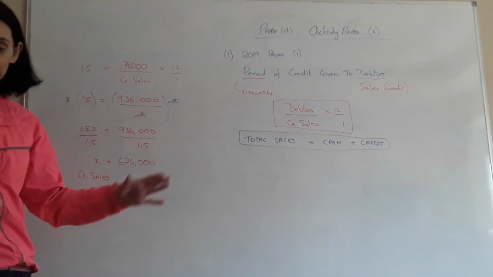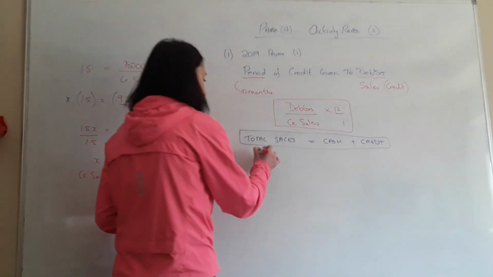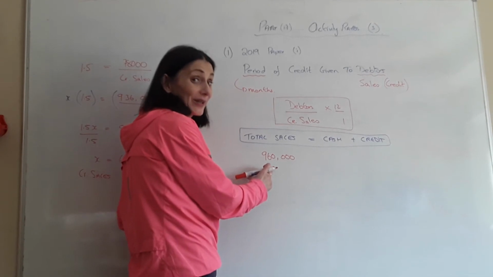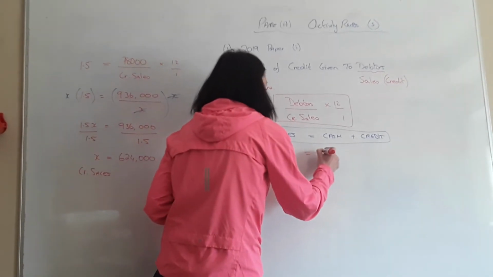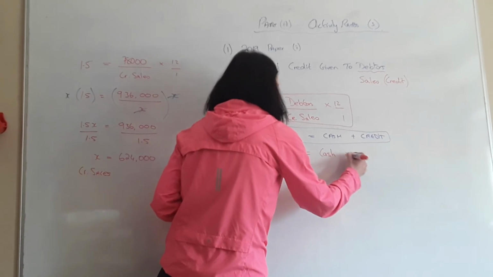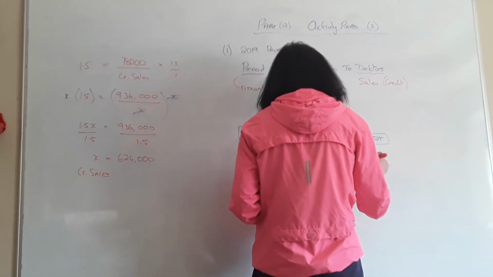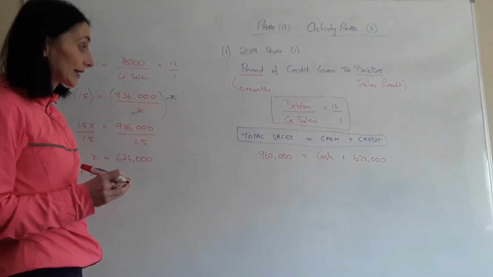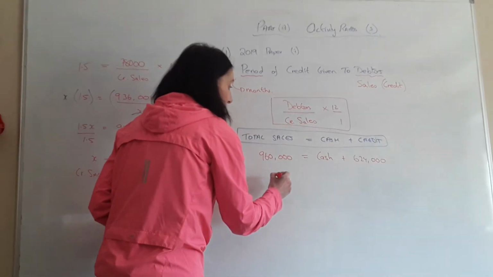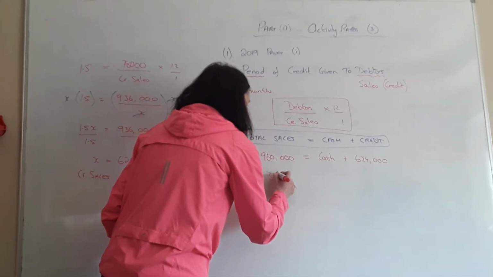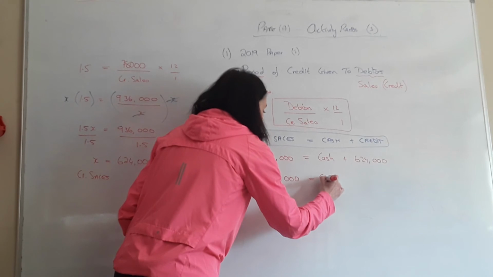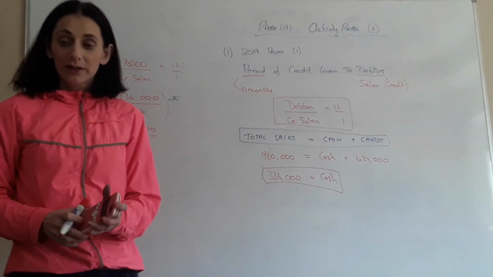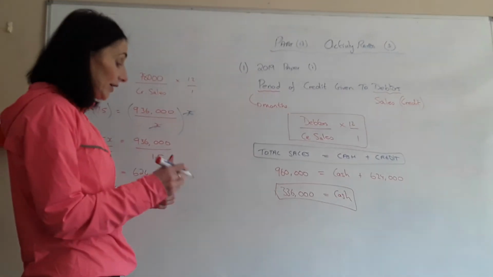Okay, so going back over here, your total sales are 960,000. I can hear some of you saying, Miss, where'd you get that figure from? I got it from the trading account that was given to you. Your cash, don't know what that is. I've just worked out my credit to be 624,000. And the question was, how much was your cash sales? So bring the 624 over here, and you'll end up with 336,000 is equal to my cash. Now sometimes that can be worth 12% of an exam, but that's not a bad question for you to do.